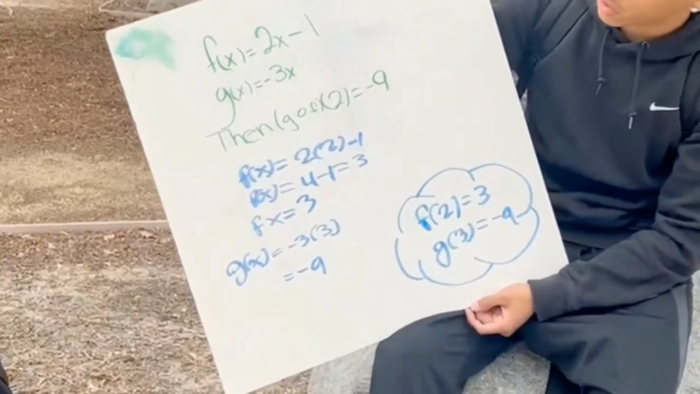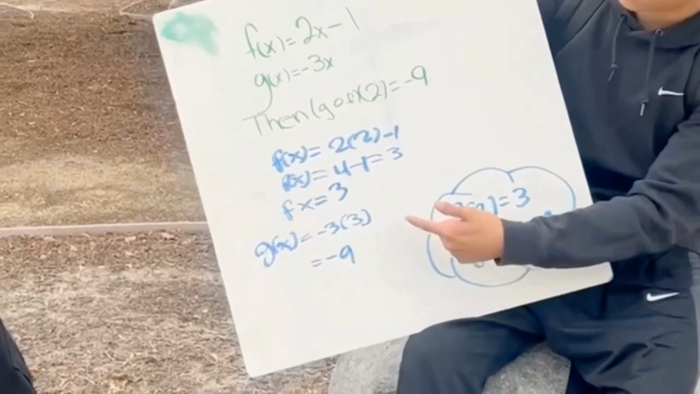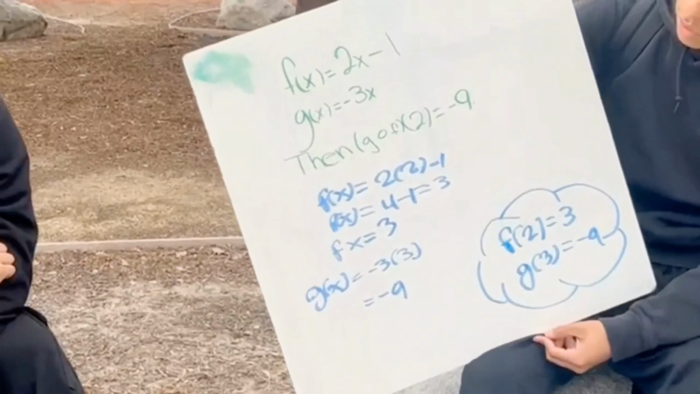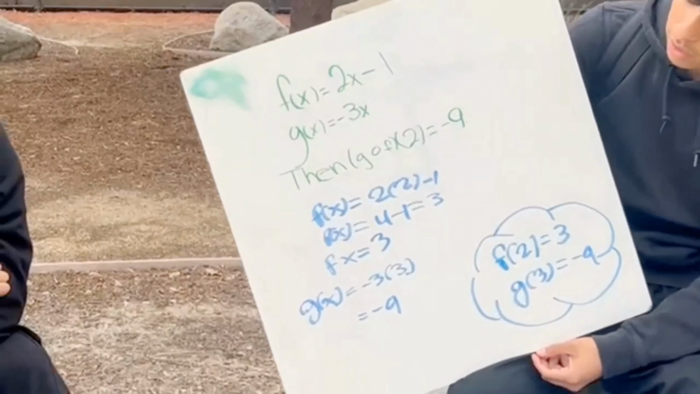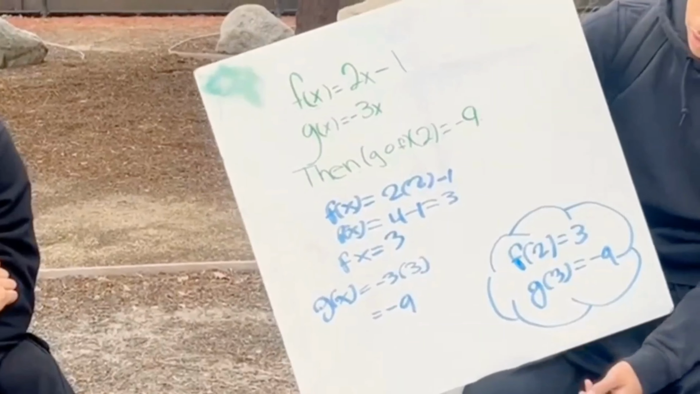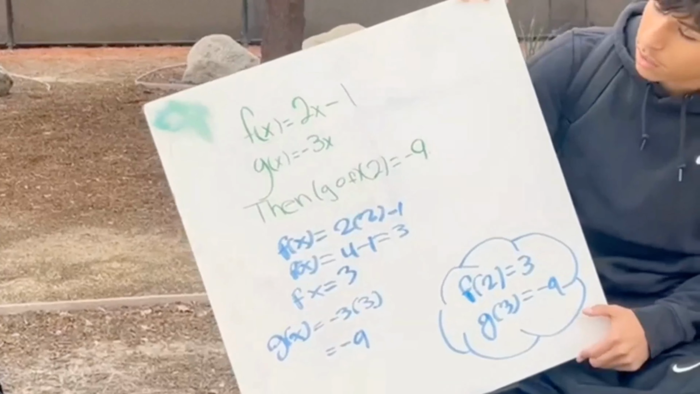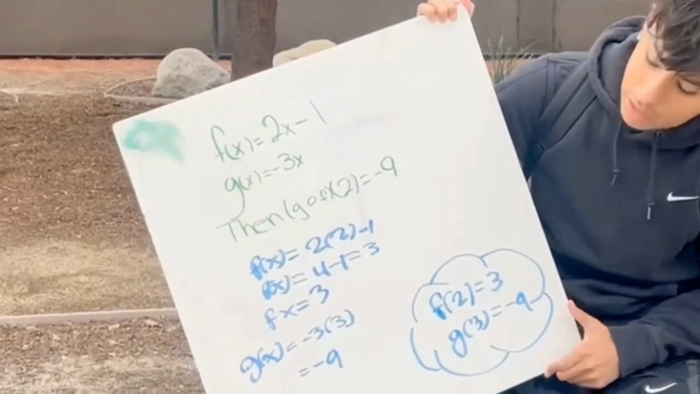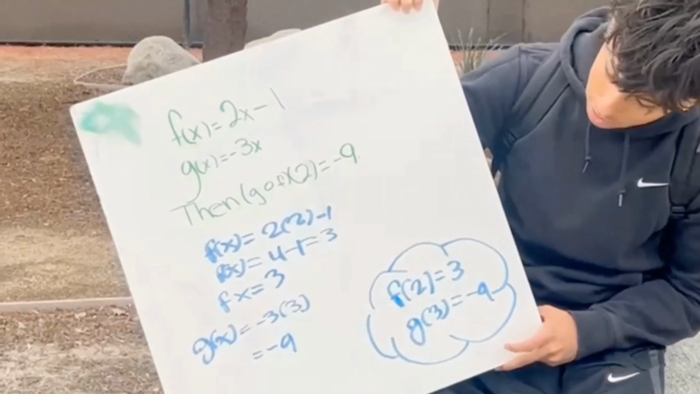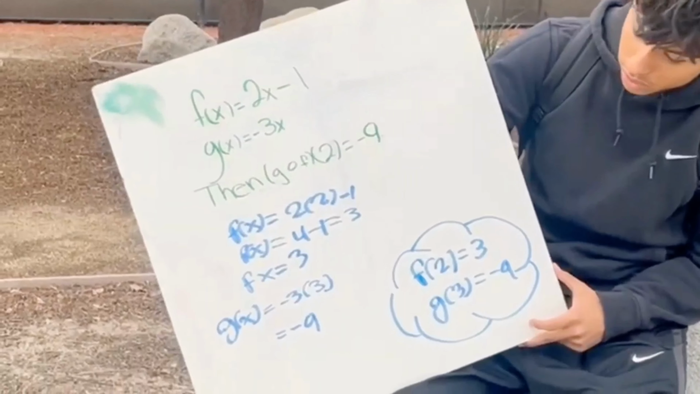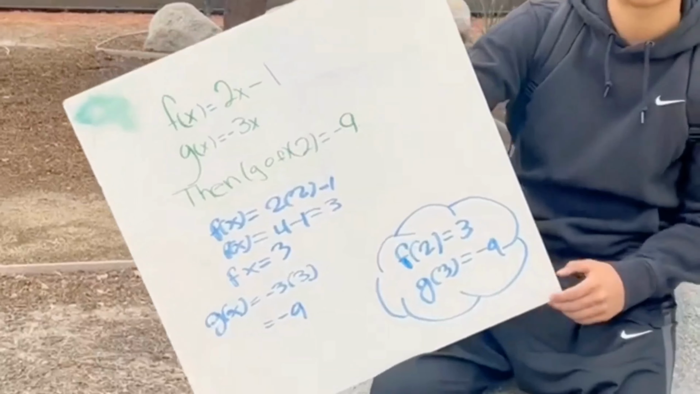For our second question, all we had to do was substitute the x with the 3, which then gave us g of x equals negative 3 times 3, which we then got negative 9. So our second answer was g of x equals negative 9. As you can see, this is what our answers were. f of 2 equals 3 and g of x equals negative 9.